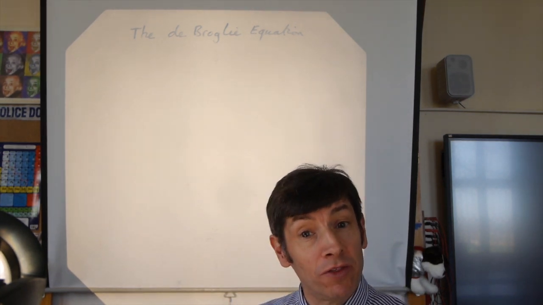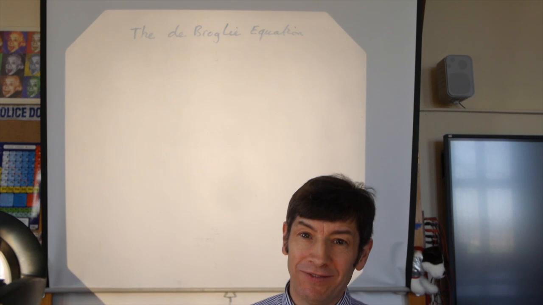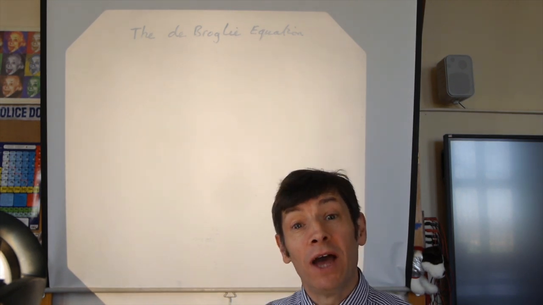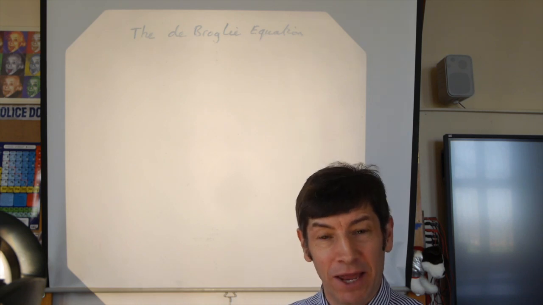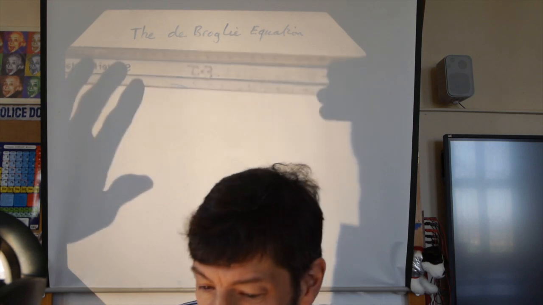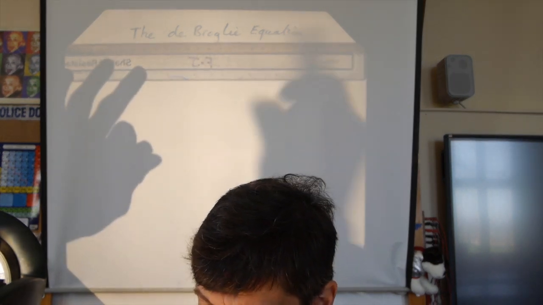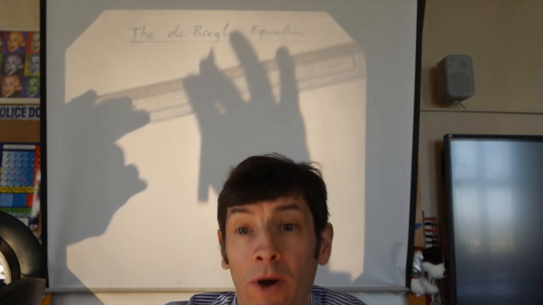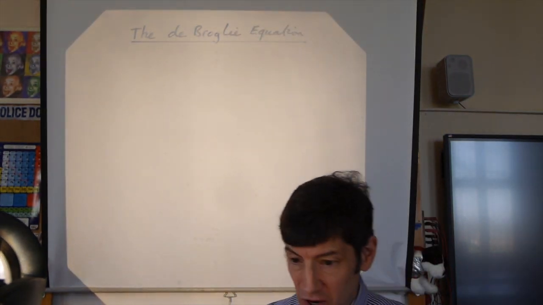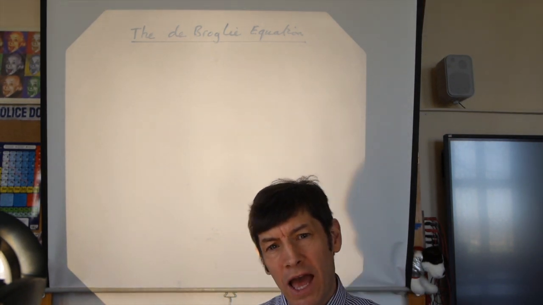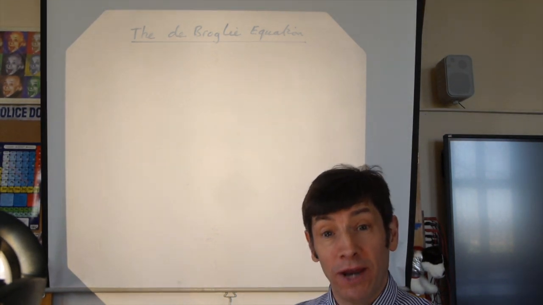We've been doing a bit of work on the photoelectric effect, and if you can't remember the photoelectric effect in detail, have a look at my video on FJ's Physics that explains and demonstrates it. But what we're going to do today is take the whole thing full circle and look at the de Broglie equation.